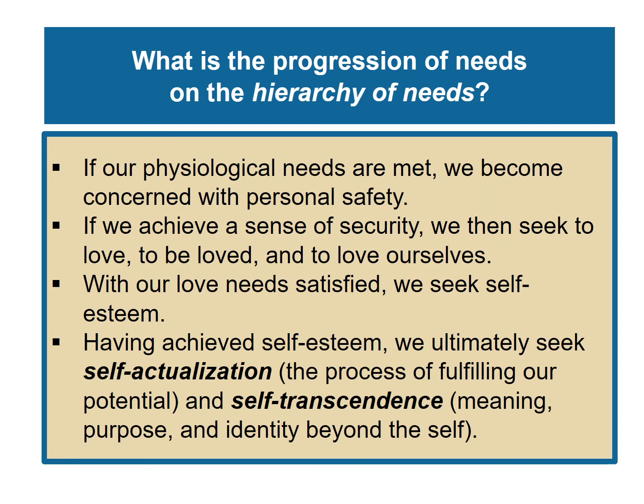So what's the progression of needs on the hierarchy? If our physiological needs are met, we become concerned with personal safety. Again, if we achieve a sense of security, we then seek to love, be loved, and love ourselves. With our love needs satisfied, we seek self-esteem. Having achieved self-esteem, we ultimately seek self-actualization, which is the process of fulfilling our potential, and self-transcendence, meaning purpose and identity beyond the self.